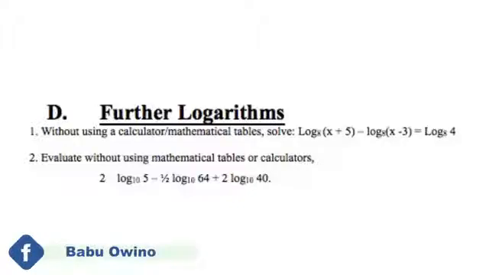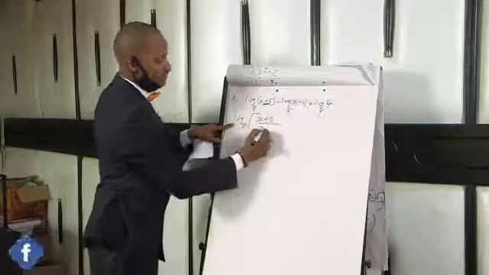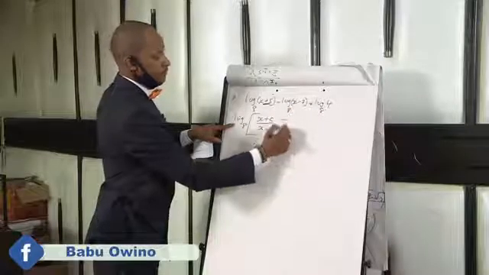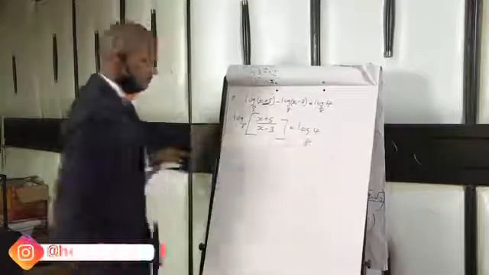one side. So you write log to base 8 of the first value you are given, x plus 5. Then look at this sign. If it is minus in logarithm, when you collect logs to the same base, you change it to be division. You divide by x minus 3 equals log 4 to base 8.